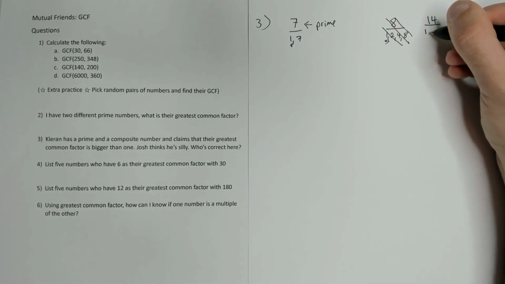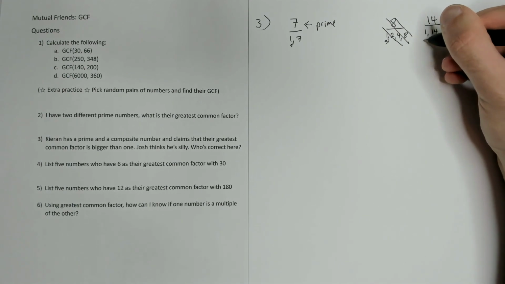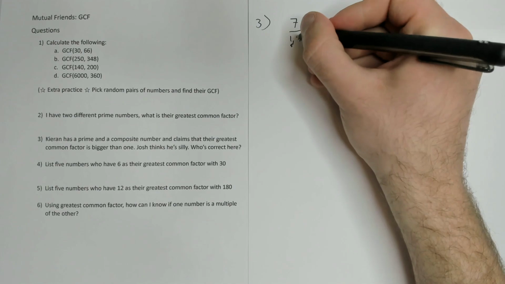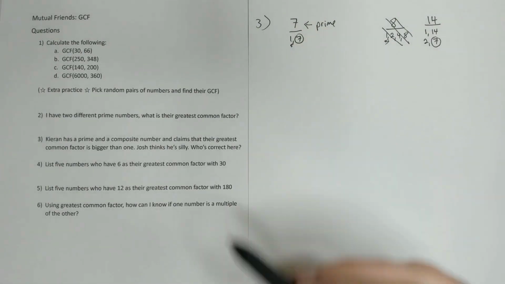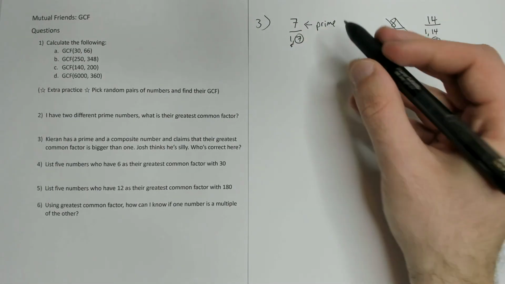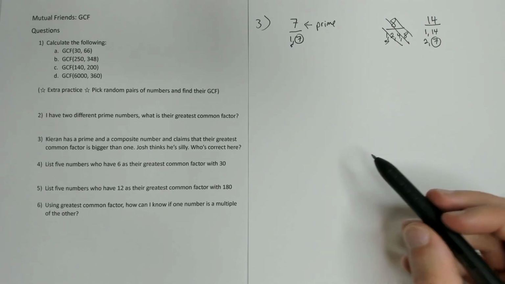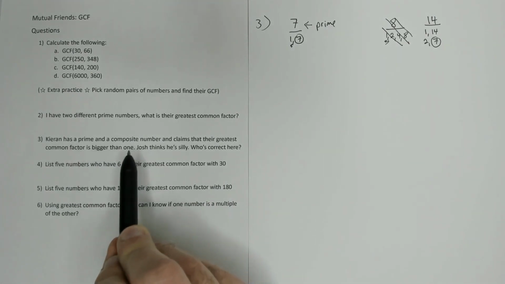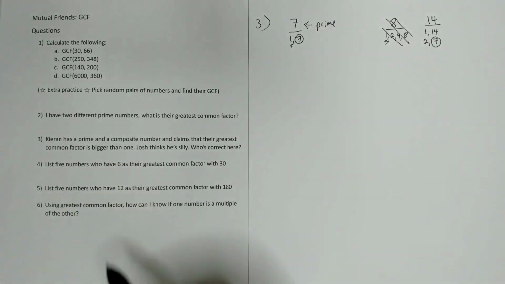All right, well, 14, that's 1 and 14 is a pair, and 2 and 7 is a pair. But that means 7 is a factor of 14. But since 7 is also a factor of 7 itself, we get that the greatest common factor of 7 and 14 is 7, which is bigger than 1. So Kieran's actually correct here. You can get a composite number and a prime number that have a greatest common factor bigger than 1. And Josh needs to rethink his life choices.